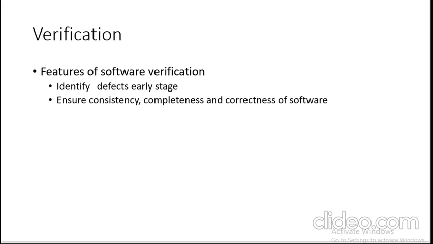So next is features of software verification. Identify defects at an early stage. It means before releasing the product in the market, through this verification process we come to know whether our product is error free or not. It is performed during the early stage of the software development process to determine whether the software meets the requirements. It ensures precision of the final product. And next, it ensures the consistency, completeness and correctness of the software in the development phase.